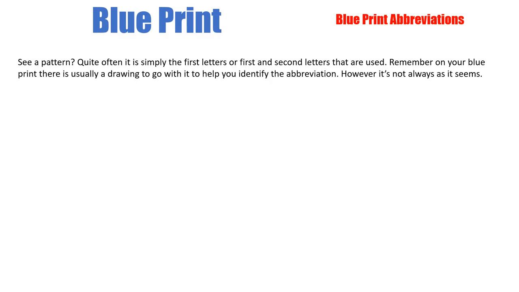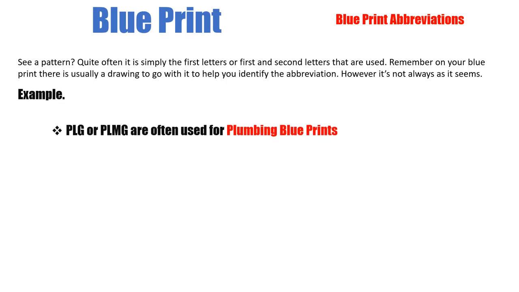Okay, so do you see a pattern? Quite often it is simply the first letters or the first and second letters that are used. Remember, on your blueprint there's usually a drawing to go with the abbreviation, so the two sometimes are together. Sometimes it makes it easier to identify, but it's not always as it seems.